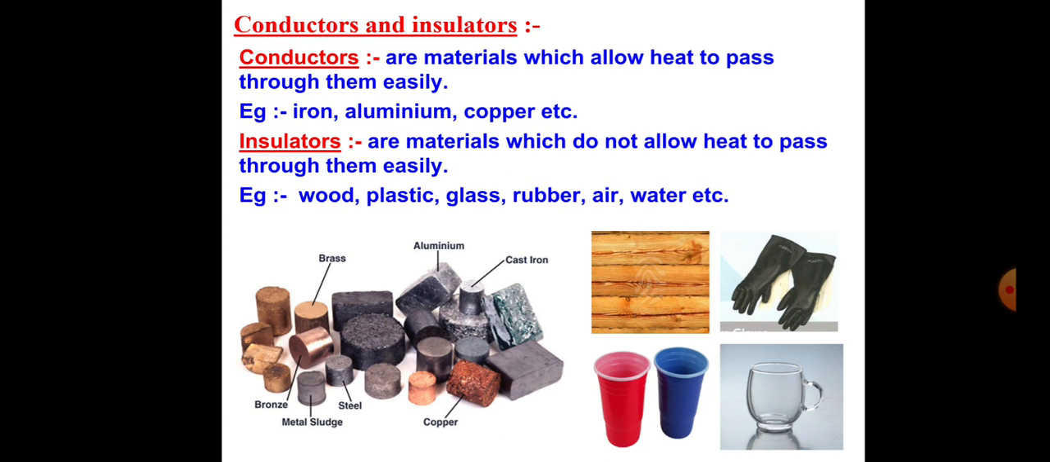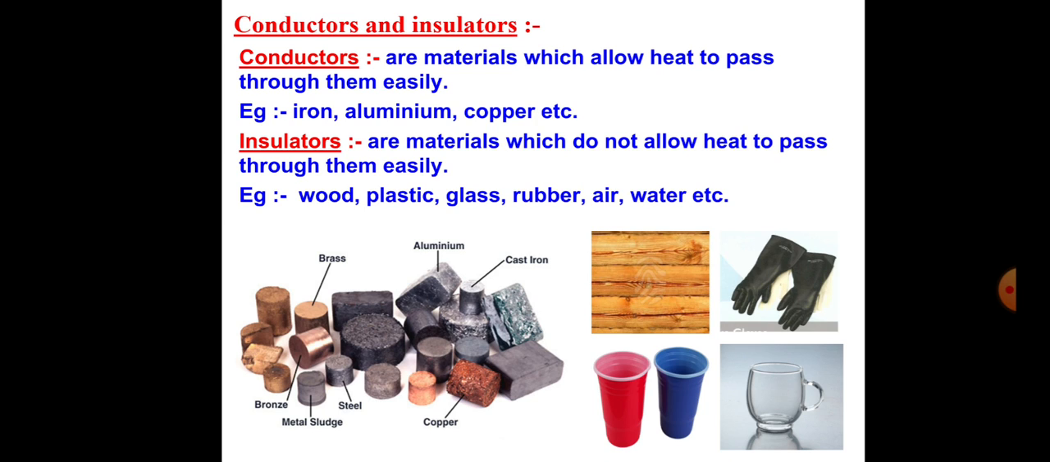Conductor and insulator. What is a conductor? Conductors are those materials which allow heat to pass through them easily. उसको हम कंडक्टर कहेंगे. For example, iron, aluminium, copper, these are the good conductors of heat.